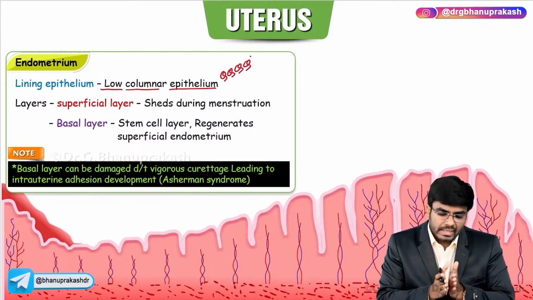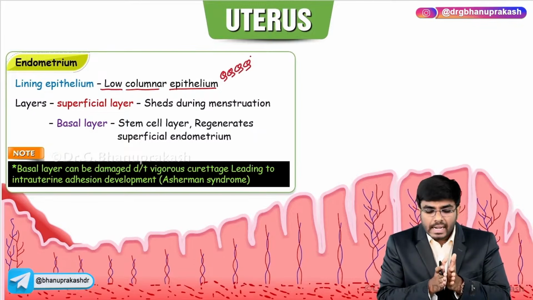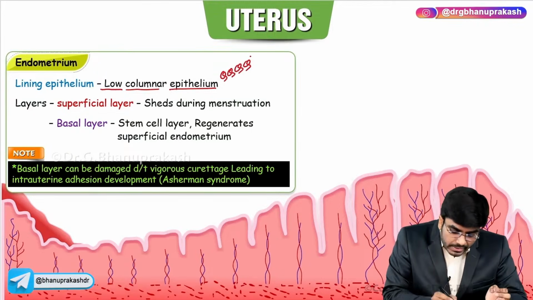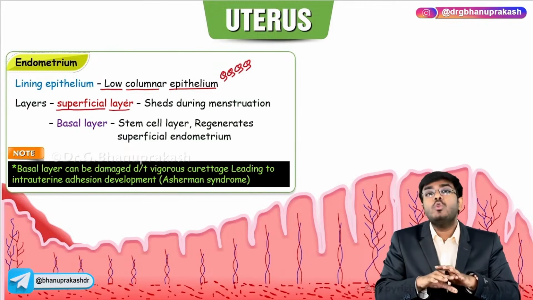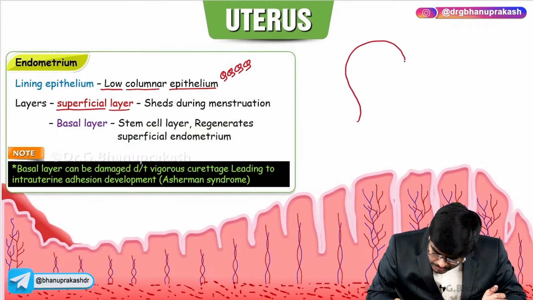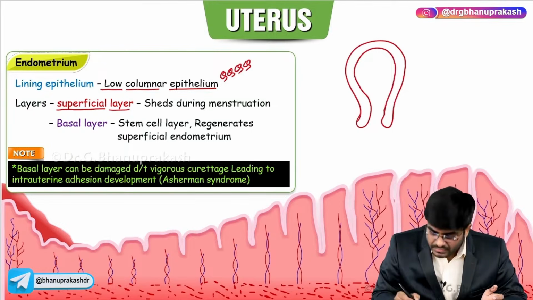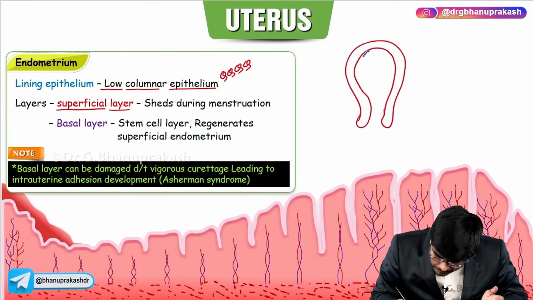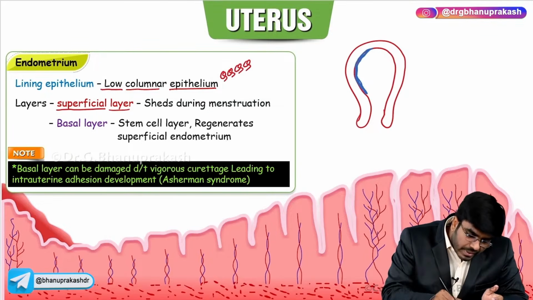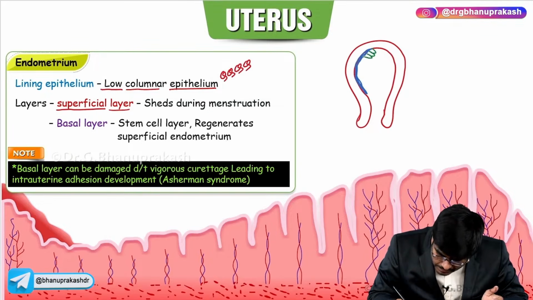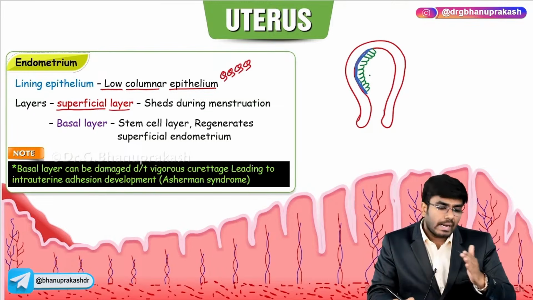Now, these epithelial cells of the endometrium are arranged in two layers. What are they? The superficial layer, towards the lumen. Let me show you here. See, this is the uterus. Here, in the endometrial cells, this blue lining is the basal layer of the endometrium. Over the basal layer, there is the superficial layer of the endometrium. So, the endometrium has two layers: the superficial layer and the basal layer.